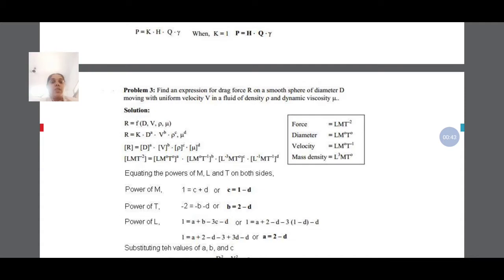Find an expression for drag force. Drag force is denoted as capital R on a smooth sphere of diameter capital D, moving with uniform velocity capital V, in a fluid of density rho and dynamic viscosity mu. So these are the notations given in the question.